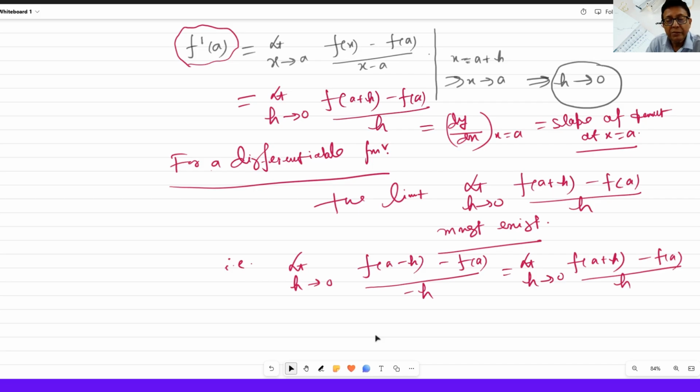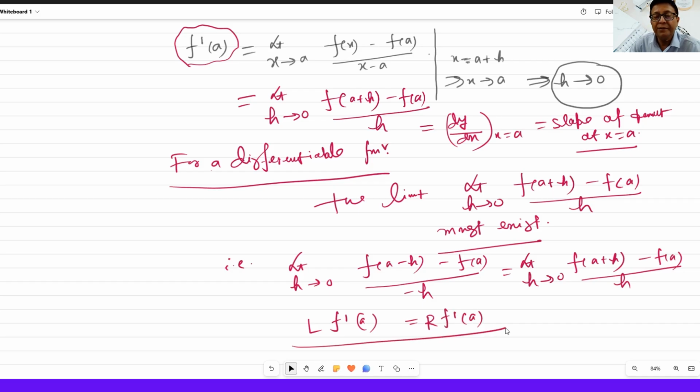Okay? This limit is called the left hand derivative at x equal to a, and this is called the right hand derivative at x equal to a. Okay?